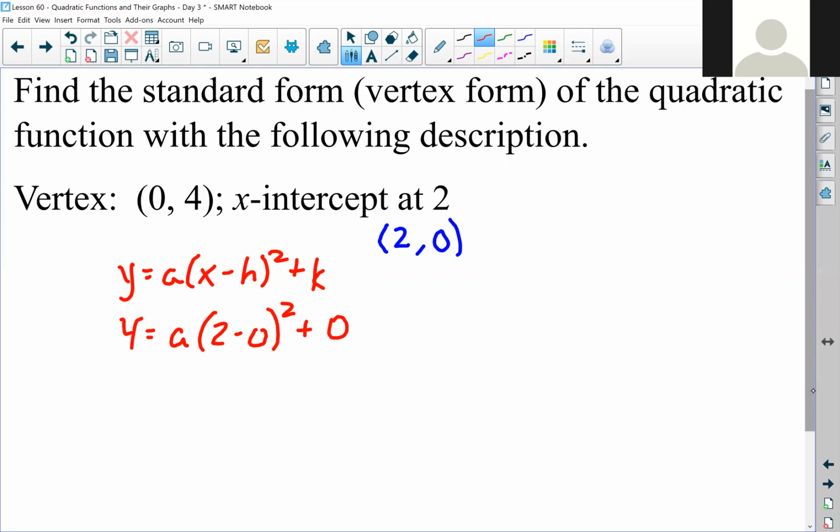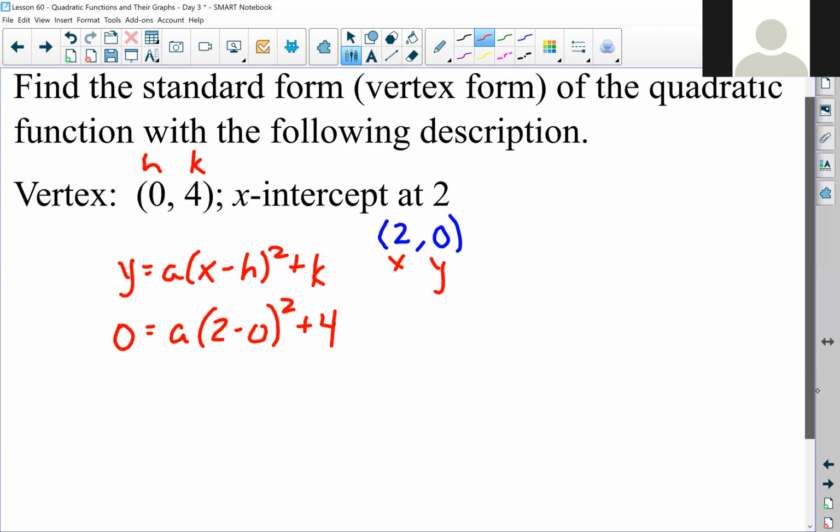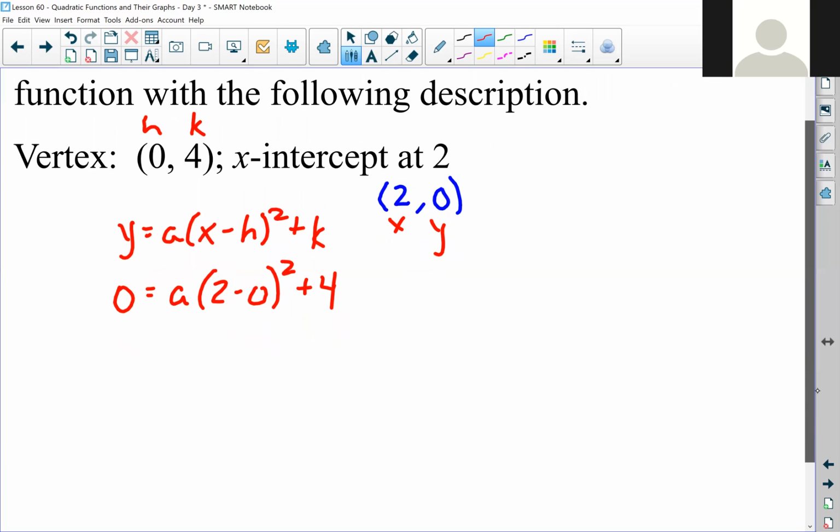All right, now let's try that again. I mixed up my vertex and my value. So that's why the first time I should have done it this time too. h, k, x, y. So this should be 0. This should be 4. I messed up where they were. Bad Mr. Gingrich.